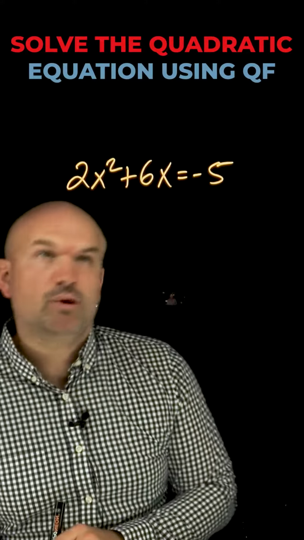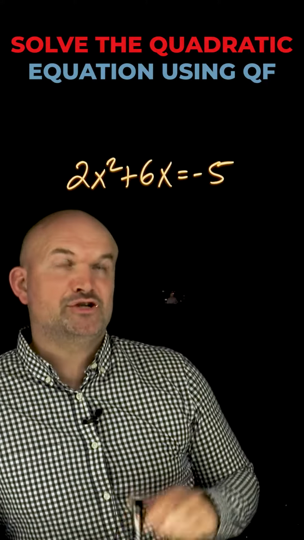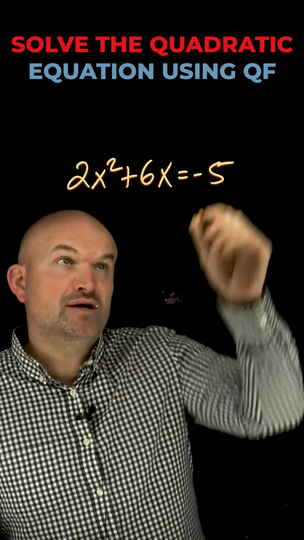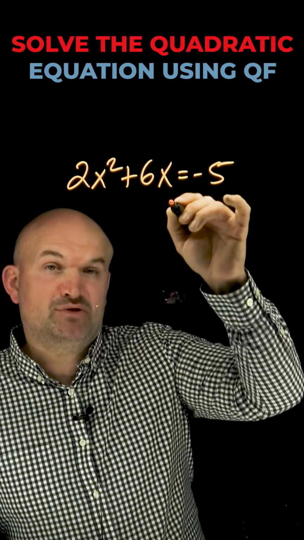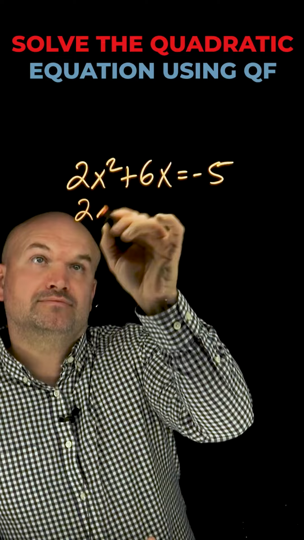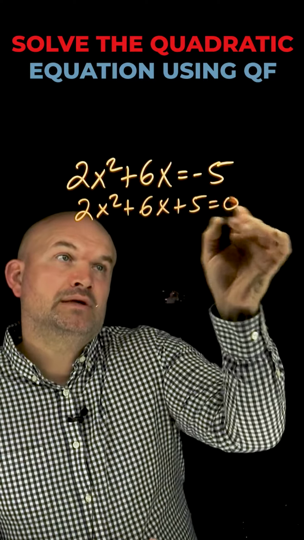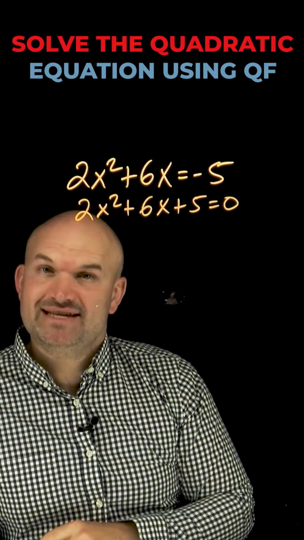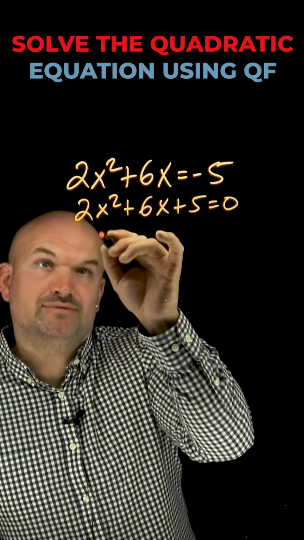Let's go and solve this using the quadratic formula. First thing we want to do is make sure we have our whole quadratic equal to 0. So I'm going to take this 5, add a 5 to both sides, so therefore it's equal to 0. Now we want to be able to identify our a, b, and c since we have our quadratic equal to 0.